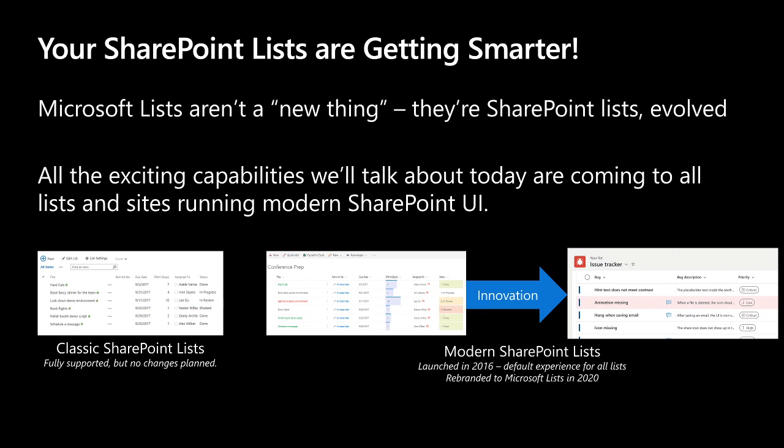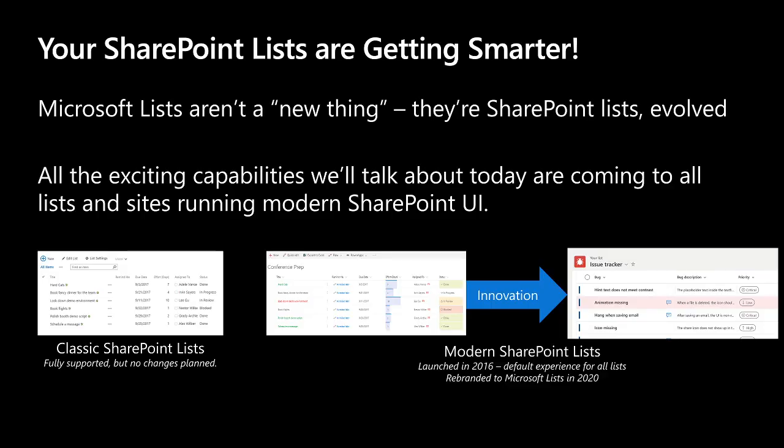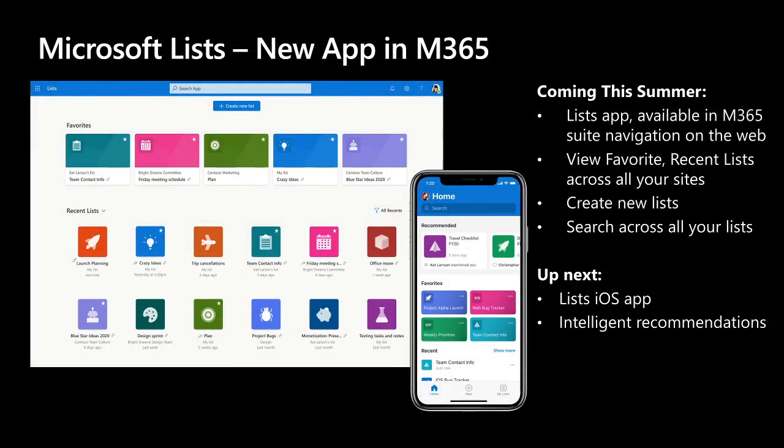Microsoft Lists aren't a brand new thing. They're an accelerated set of capabilities on top of modern SharePoint lists. So if you use modern SharePoint lists today, everything I talk about, you're going to be seeing later this year light up in your service. You don't have to change the way you work to take advantage of all the exciting new capabilities in Microsoft Lists. But that said, this summer, you're going to notice a new application in your M365 suite nav called Lists. You can enter that application to get started working with Microsoft Lists.